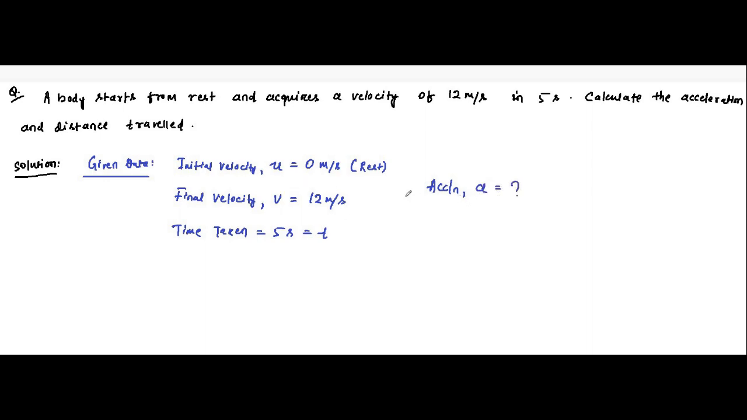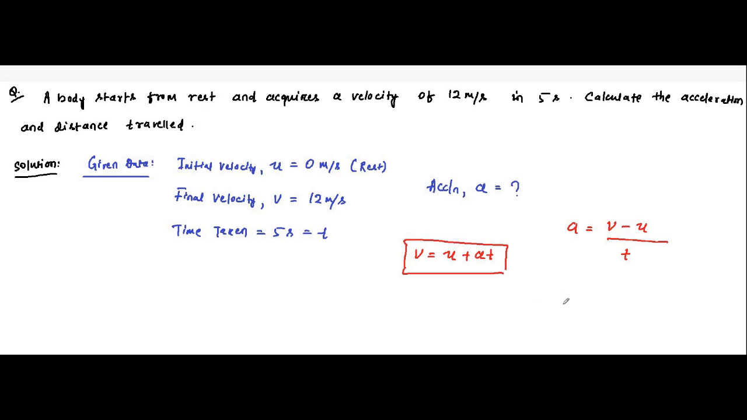So we have to find a formula, an equation of motion, which relates final velocity, initial velocity, time and acceleration. If you remember the 4 standard equations of motion, the first equation of motion which we derived is: final velocity is equal to initial velocity plus the product of acceleration and time. This can be used here, where acceleration is equal to v minus u by t.